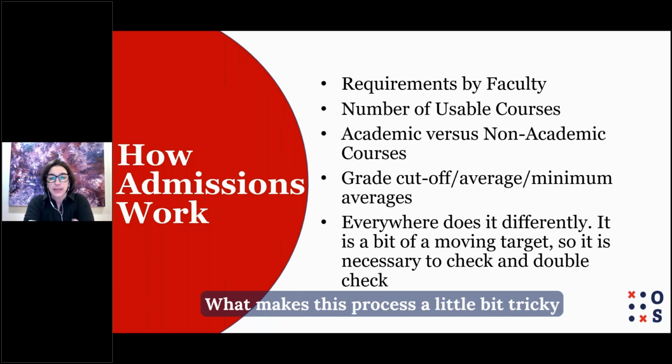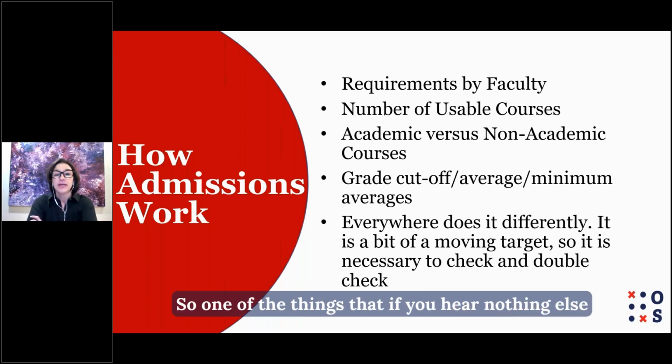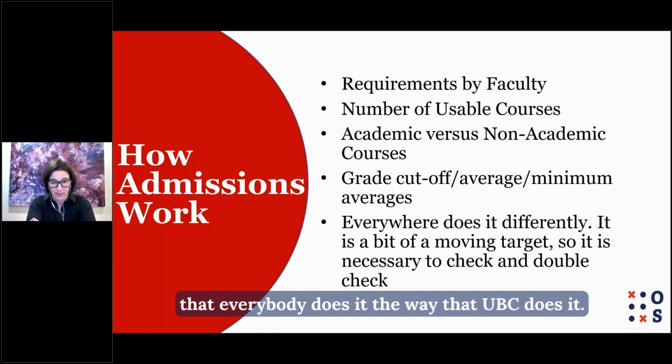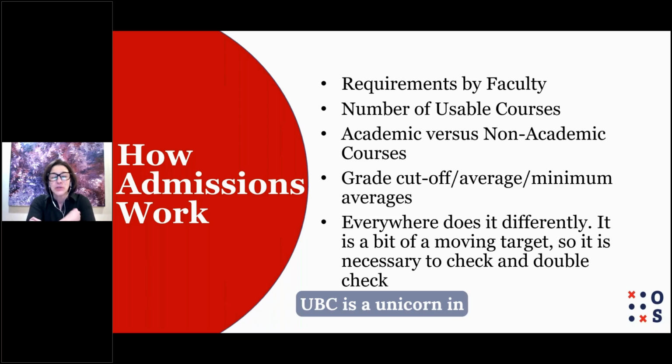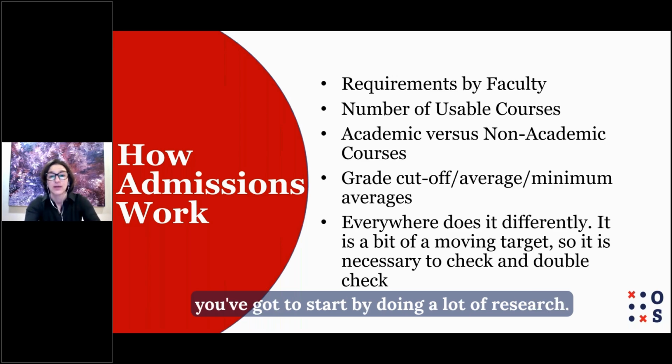What makes this process a little bit tricky is every single institution does it differently. So it's a bit of a moving target. So one of the things that, if you hear nothing else tonight, I really do want you to hear is, please do not assume that everybody does it the way that UBC does it. UBC is a unicorn in Canadian admission. It's different than any other school. It just happens to be our big dog in town. So it's what we know most intimately. So in order to really, really follow through on the process, you've got to start by doing a lot of research.